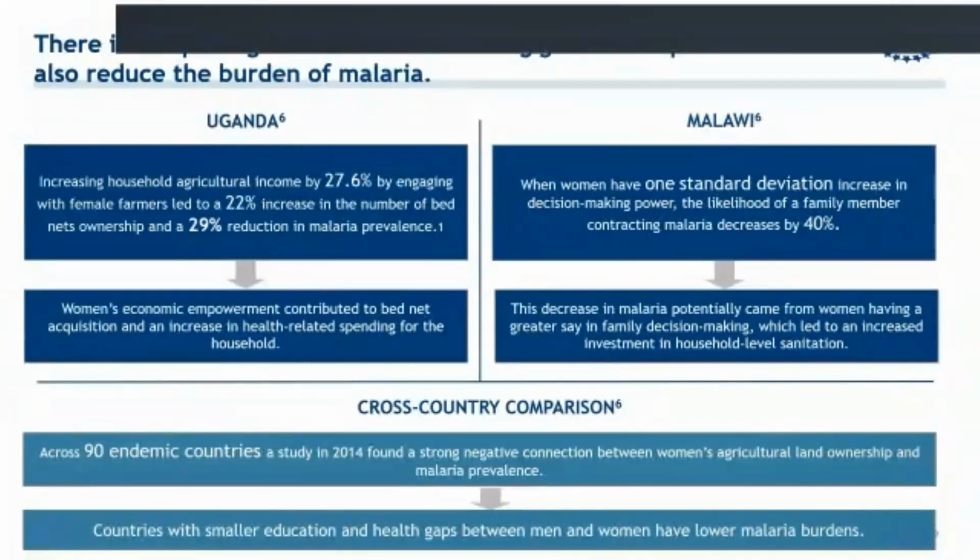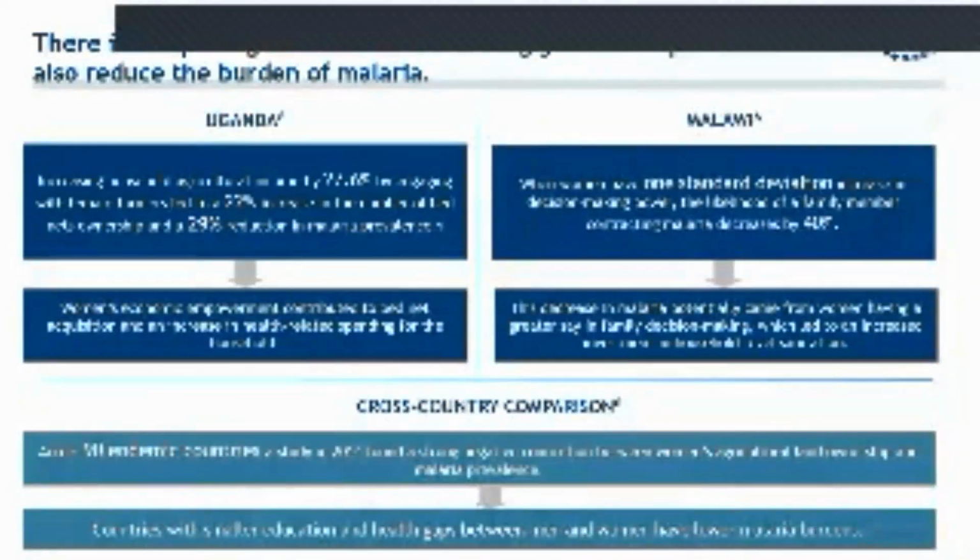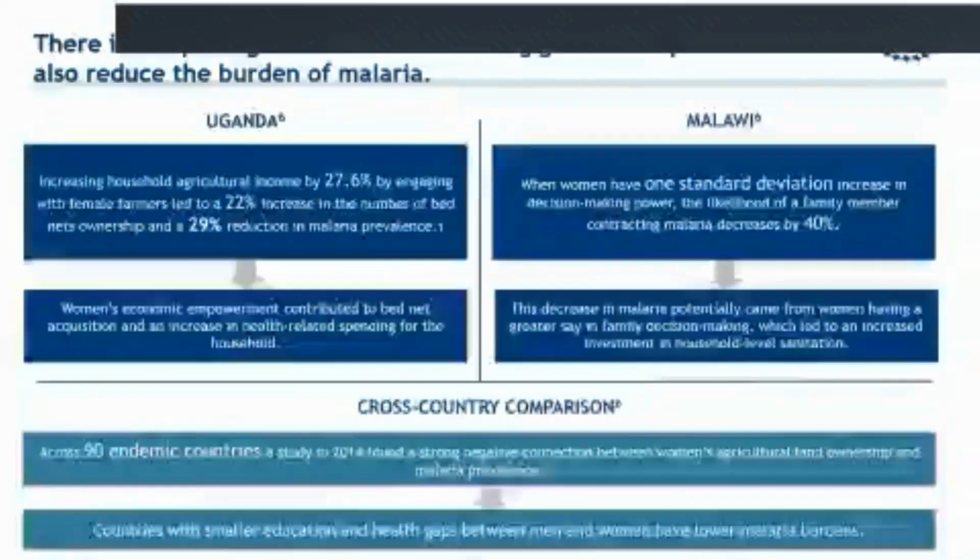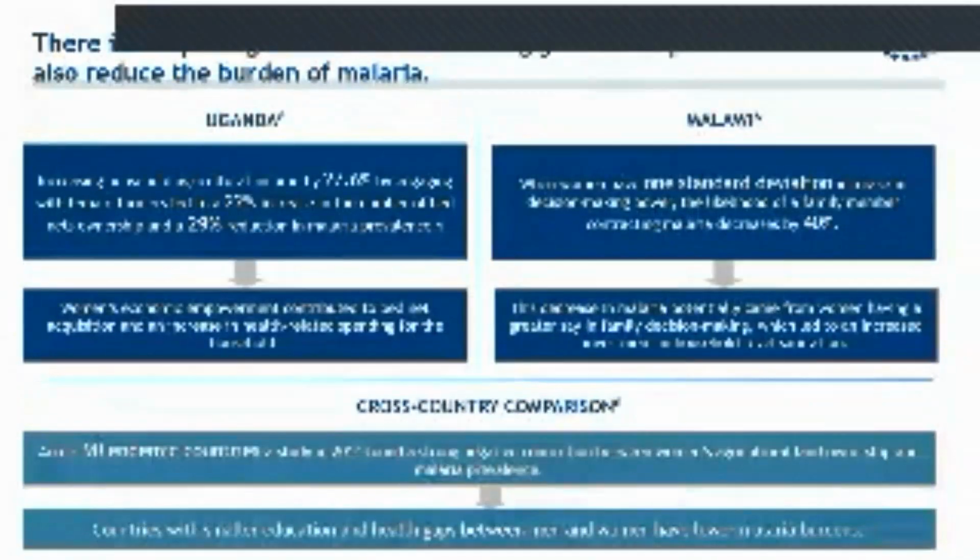And finally, in a multi-country study, they found a strong negative connection between women's agricultural land ownership and malaria prevalence. This also suggests that when women have greater economic empowerment and more say in decision making, we can see accelerated rates of malaria decline.